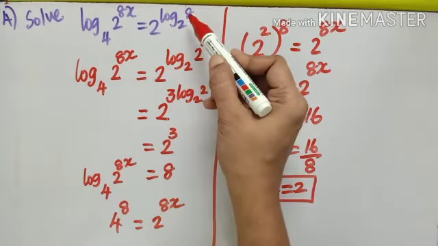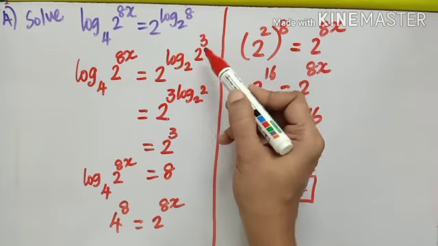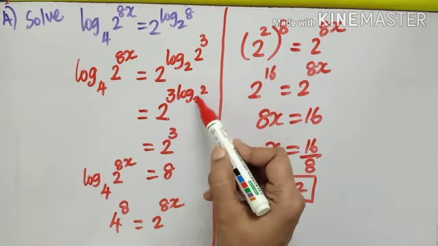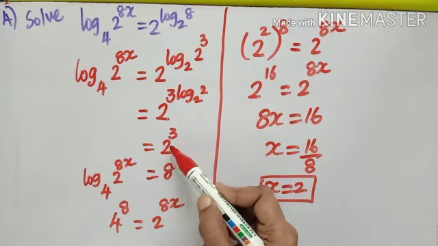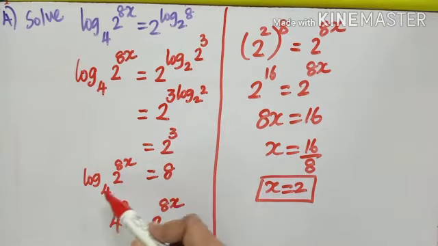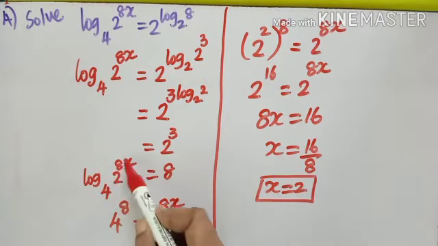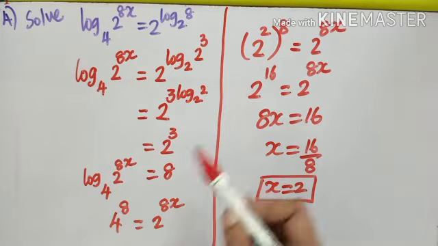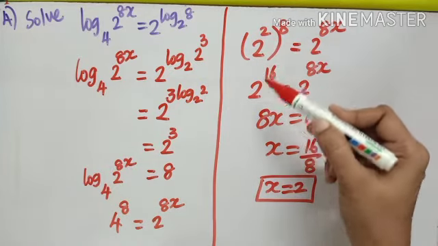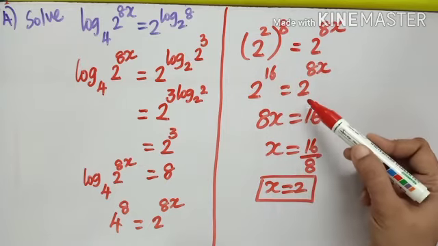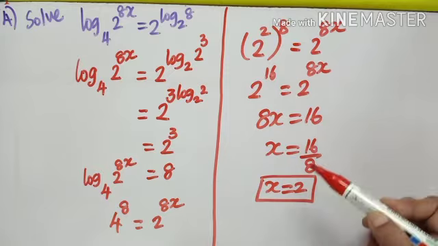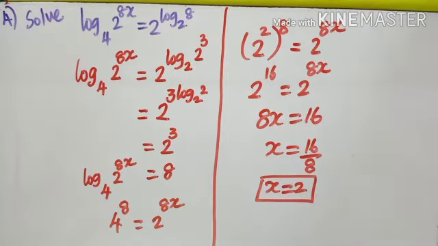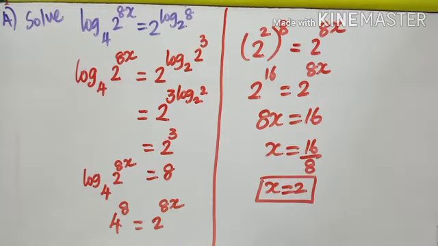Here 8 is written as 2 power 3. Power comes near. 2 and 2, the same number comes. It becomes 1. 2 power 3 is 2 into 2 into 2, that is 8. Whenever I have logarithm like this, 4 power 8 is nothing but this answer. 4 I rewrite as 2 square. Multiply. 2 power 16 is 2 power 8x. Same base which you can forget. 8x is 16 gives us x equal to 2, and that is the answer.